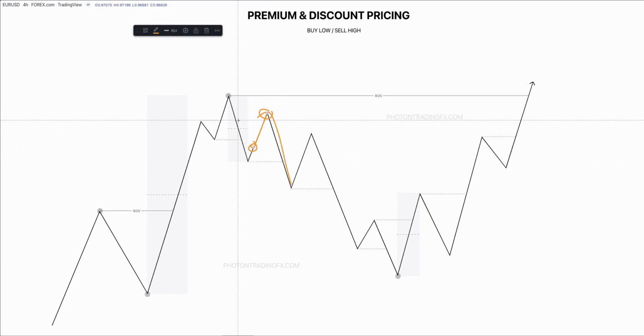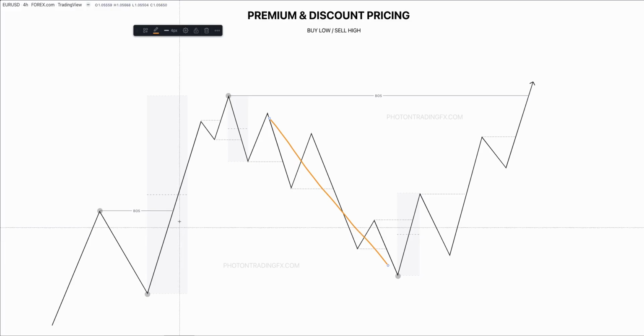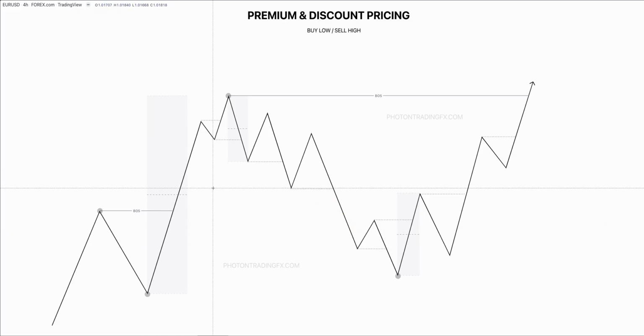We wait for the pullback to the premium prices of this internal leg, right? Above the EQ. Now it's higher probability to try and catch that internal lower high, and then we can look to target the swing pullback, right? So, I would recommend mainly targeting those weak lows, right? Those weak internal lows, because although there's a decent probability that price may want to pull back to the discount of the swing leg, it doesn't have to.